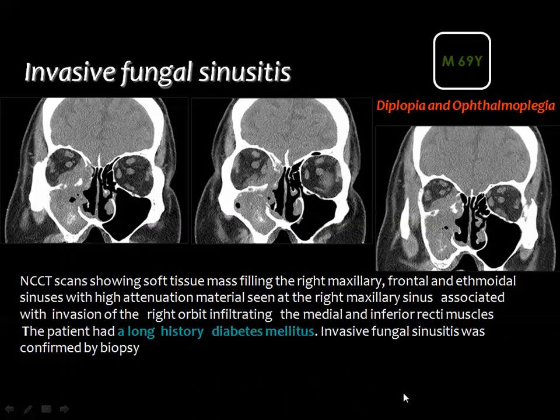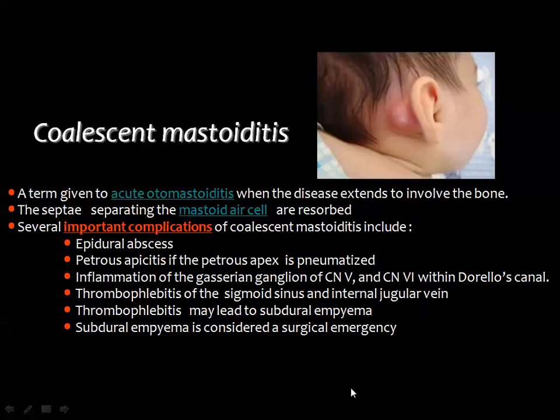In this patient, who is a diabetic patient presenting with diplopia and ophthalmoplegia, the CT scan in the coronal plane showed a mass in the maxillary sinus and in the right ethmoidal air cells, and this lesion is extending inside the orbit through destructive changes of the medial orbital wall. This lesion was confirmed by biopsy to be invasive fungal sinusitis.